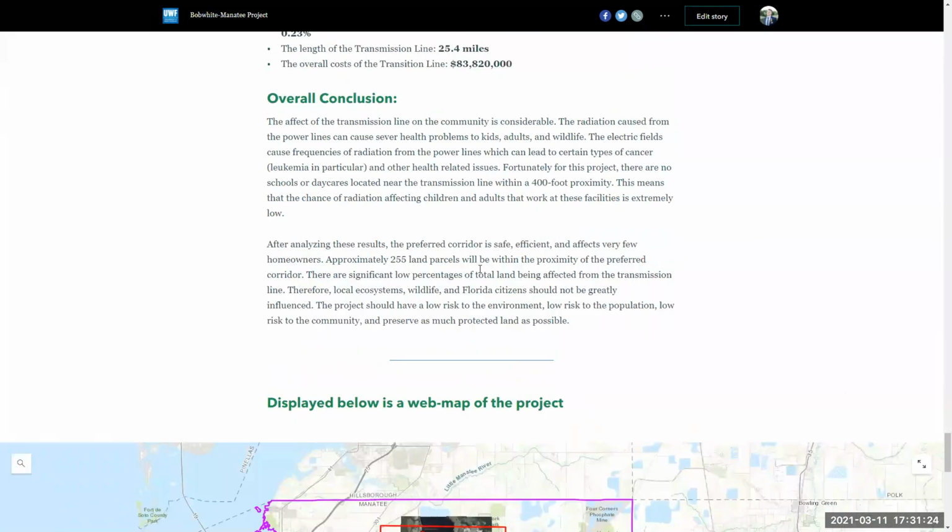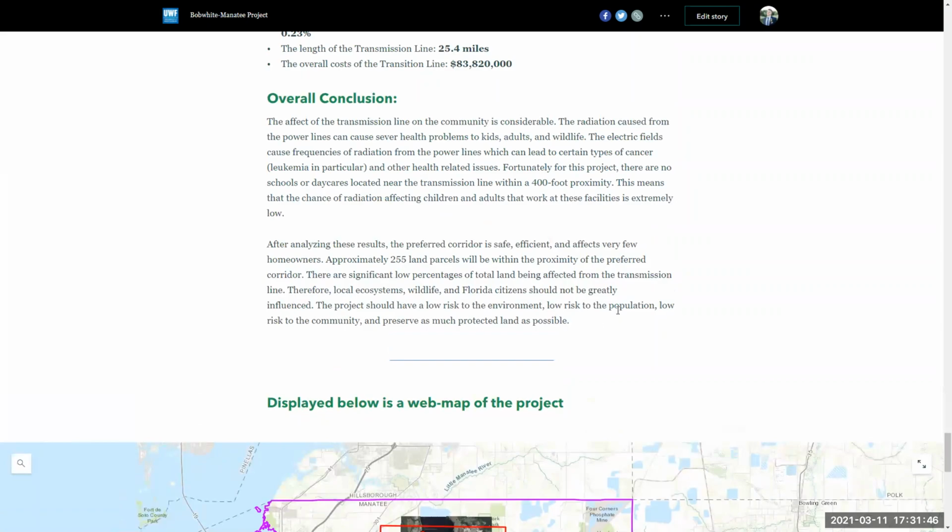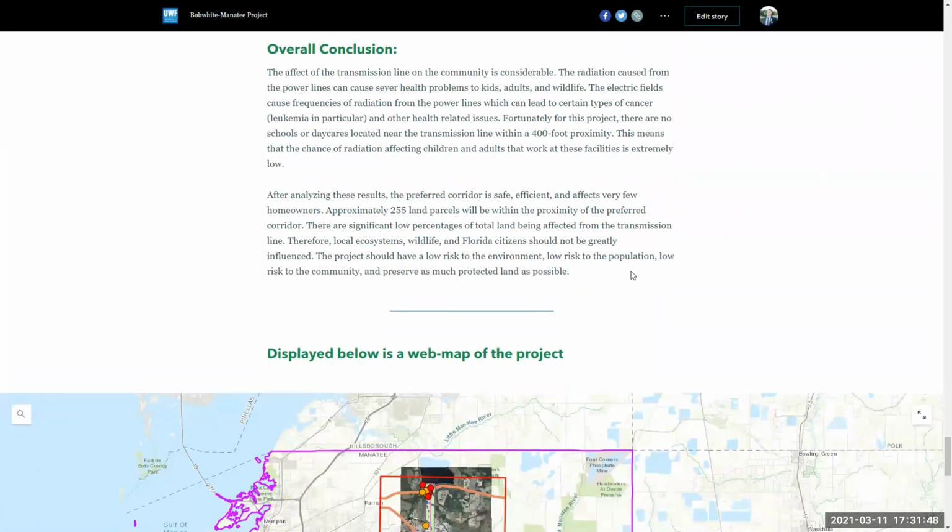We have low percentages of total land being affected in regards to wetlands and uplands. As far as conservation lands go, only 366 acres. It's extremely low compared to the total available to both counties. So I would assess that this project should have a low risk to the environment, low risk to population, to citizens, the community, and it's going to try to preserve as much protected environmental land as possible.